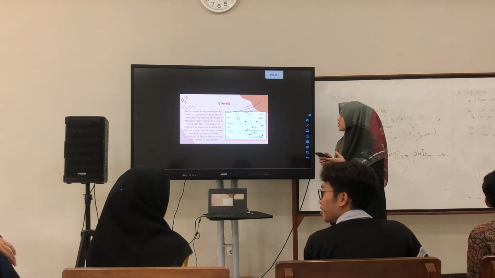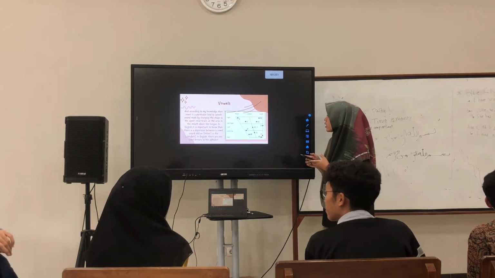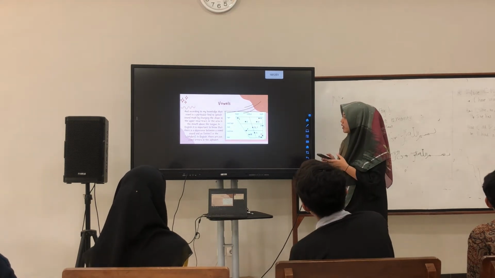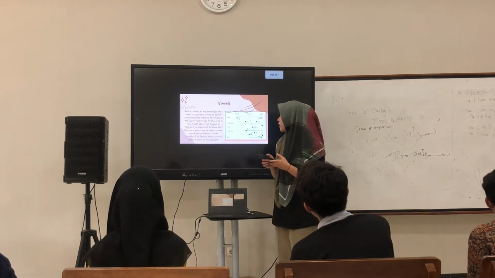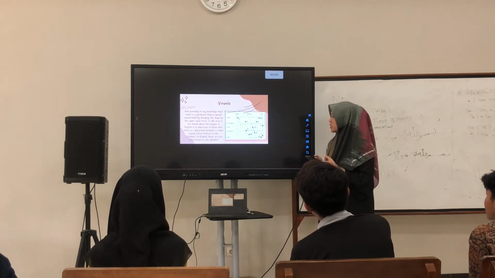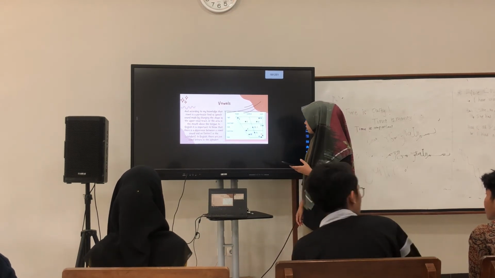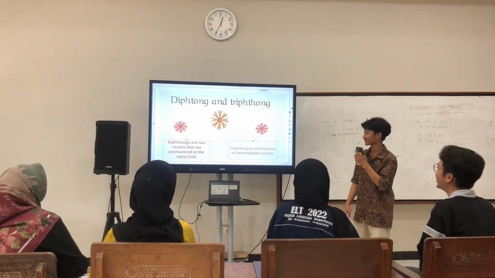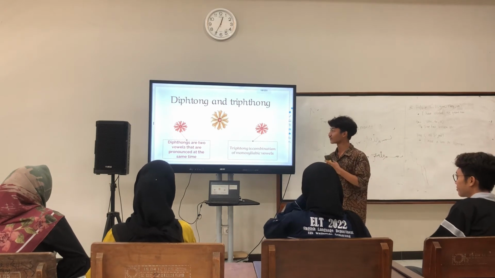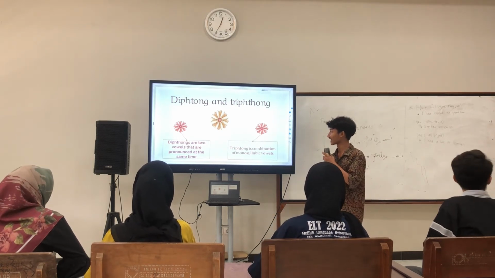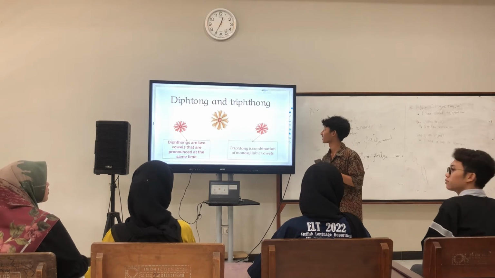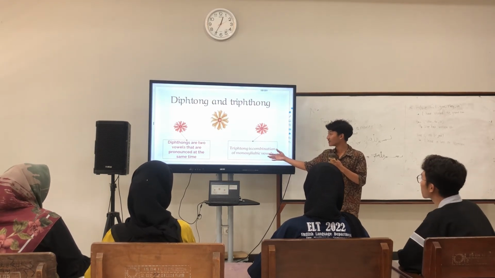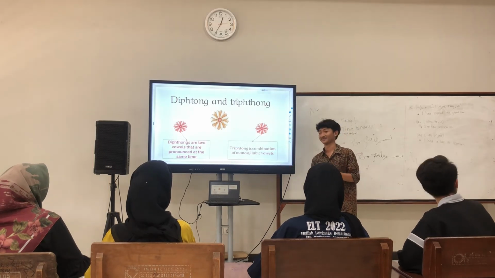In English, it is important to know that there is a difference between a vowel sound and a letter in the alphabet. In English, there are 5 vowel letters in the alphabet. Then diphthongs and triphthongs. Diphthongs are vowels that are pronounced at the same time, and triphthongs are a combination of monophthongs.